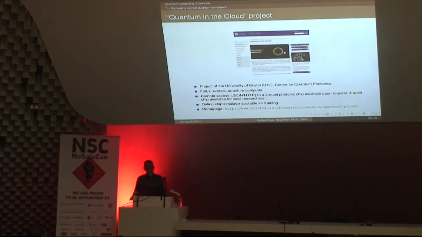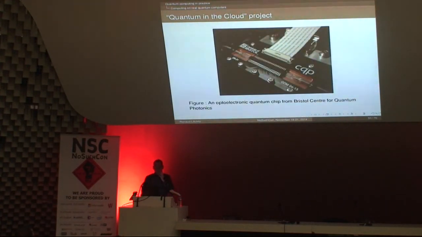There is a project called Quantum in the Cloud from University of Bristol, Centre for Quantum Photonics. And they have a fully universal quantum computer. They give remote access over JSON and HTTP. You just have to write an explanation of what you're going to do on the system. And they have a simulator if you want to experiment on the simulator before running the computation. So this is the chip, the actual chip, you see. It's in a rectangle, a big rectangle. It works with photons, so it's an optoelectronic chip.